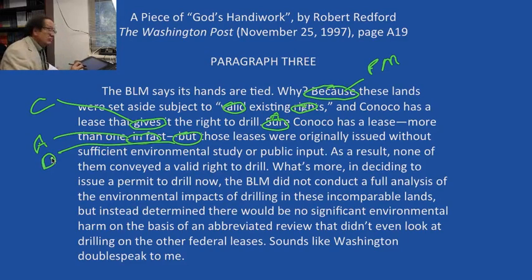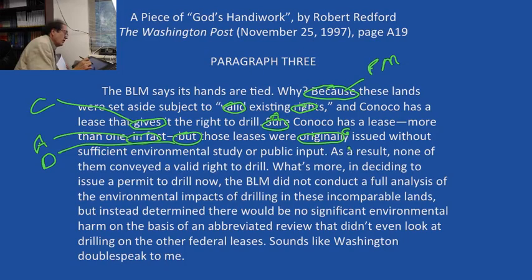Those leases were originally issued without sufficient environmental study or public input. Now you could think that originally is a guarding term because it's not saying that there never was sufficient environmental input, that is, environmental study or public input. It might have come later, just not originally, but again, that's not going to play any part in the argument itself. So it could be a guarding term, but you can mark it if you want.